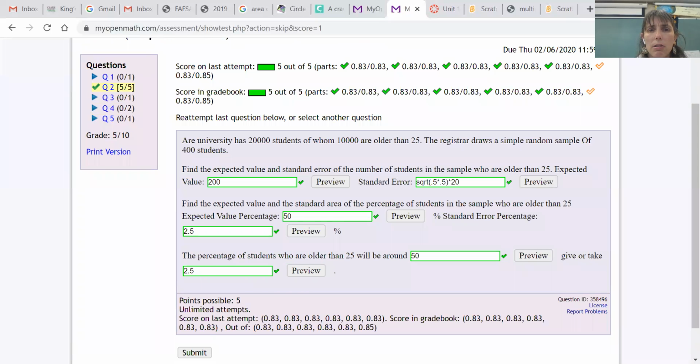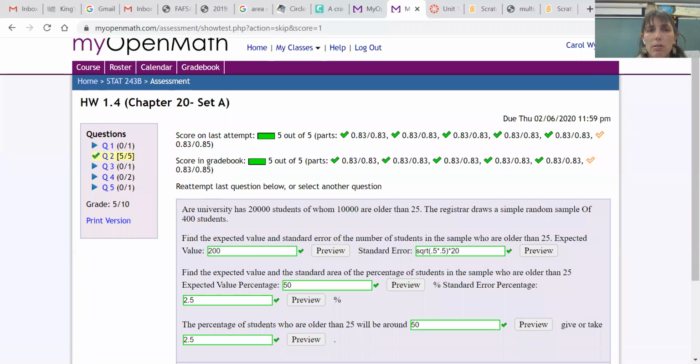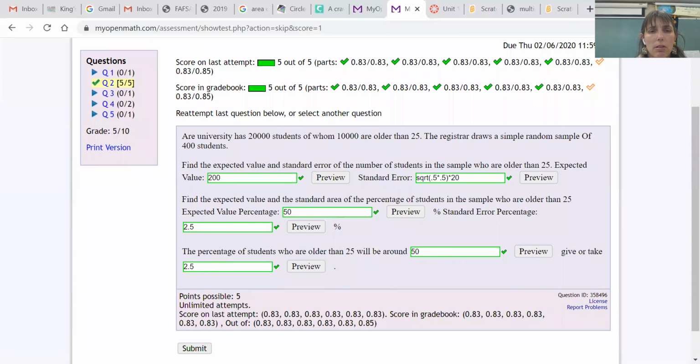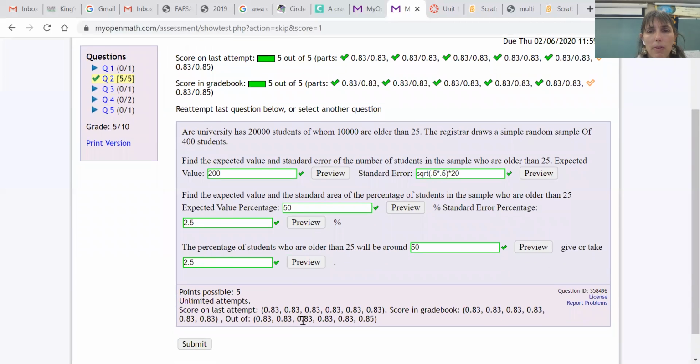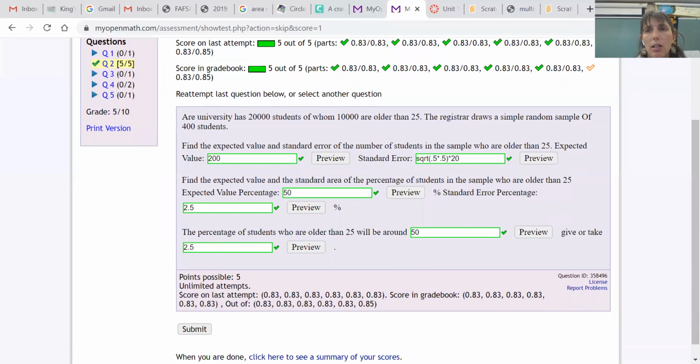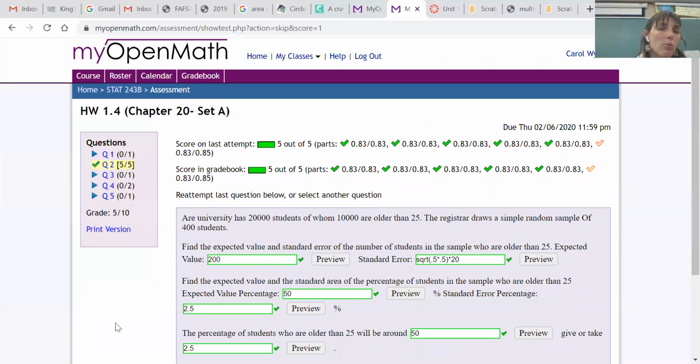Everything looks green and good. Awesome. All right, next one.